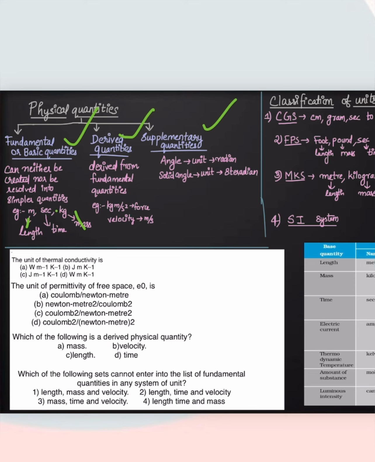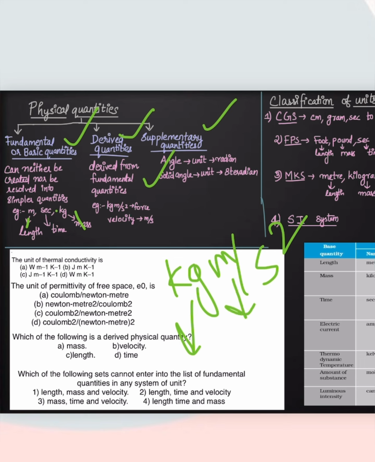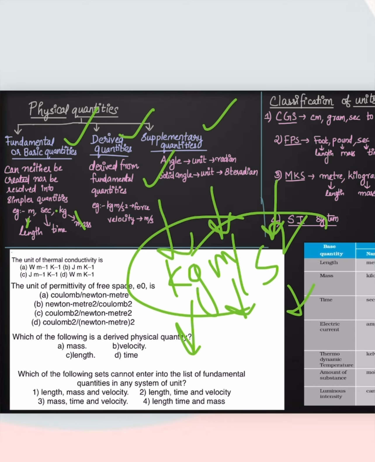And then come the derived quantities. It is derived from other fundamental quantities, right? So the example is kilogram meter per second square. When we take this example, we can resolve a derived quantity into simpler quantities like kilogram, meter, and second. This kilogram meter per second square is created from kilogram, meter, and second. So it is derived from the fundamental quantities, and it can be resolved into simpler quantities. That is the derived quantity. A fundamental quantity can neither be created nor be resolved into simpler quantities, whereas a derived quantity is derived from fundamental quantities and can be resolved into simpler quantities.